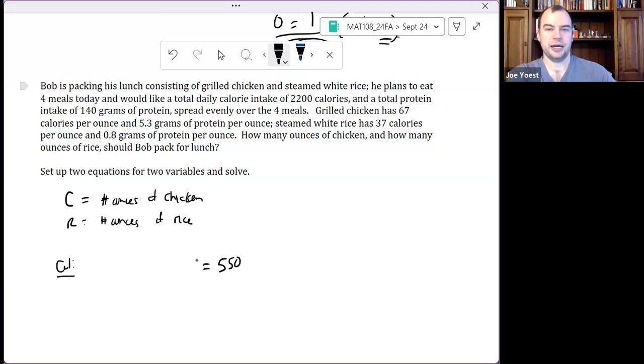And how does he get calories? He gets them from chicken or rice. So grilled chicken has 67 calories per ounce. So that's 67 times the number of ounces of chicken. That's the number of calories coming from the chicken. And the rice has 37 calories per ounce, so plus 37R, and that's equal to 550.